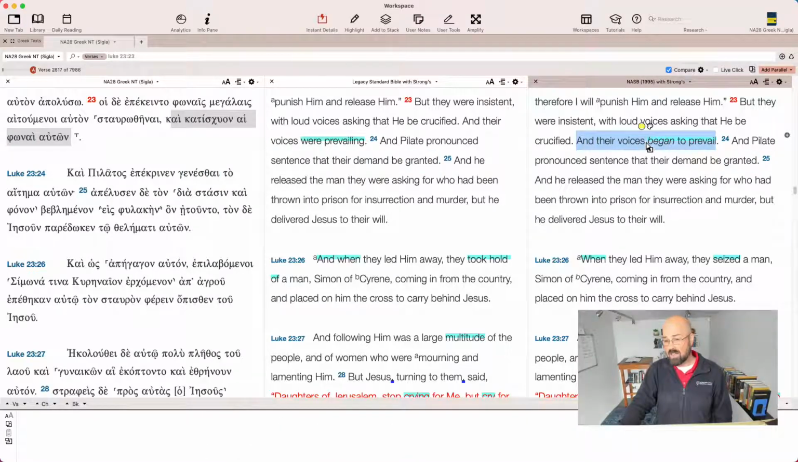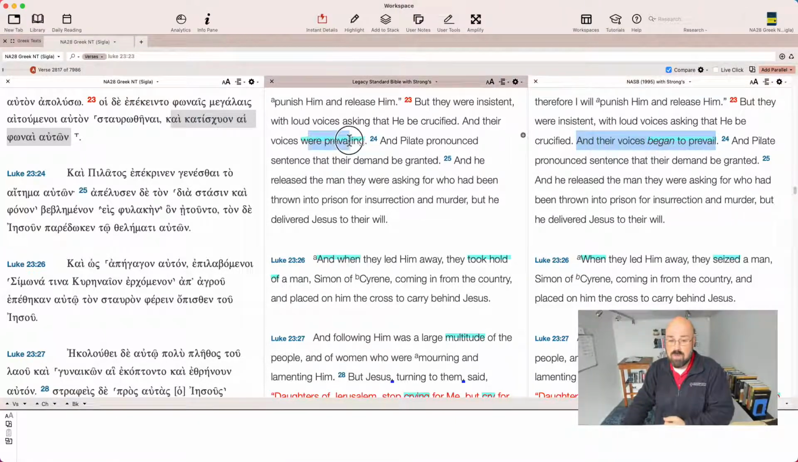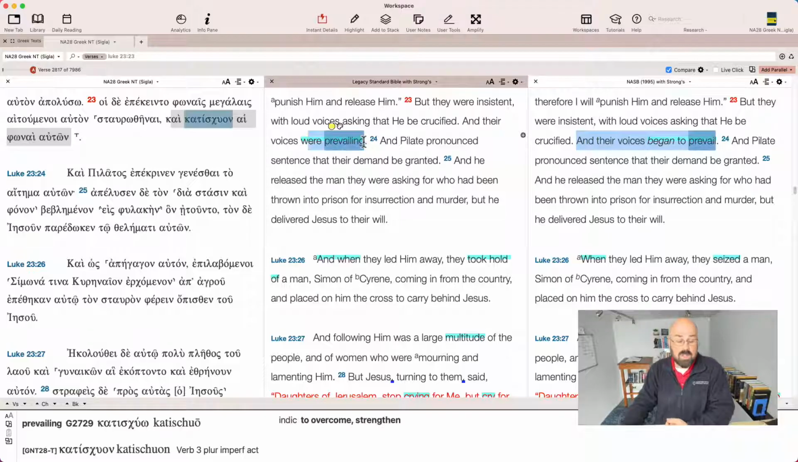"Began" is in italics to indicate that this is a decision the translators have made to show that this is something that began but wasn't necessarily completed in that moment. And that's obviously one of the uses of the imperfect tense form. Now, when you come to the Legacy Standard, they just render it as a simple progressive past tense verb. Okay, so "they were prevailing."